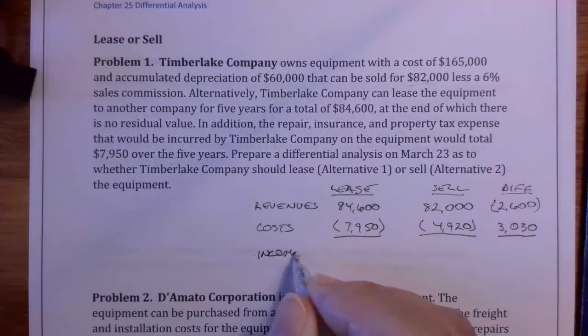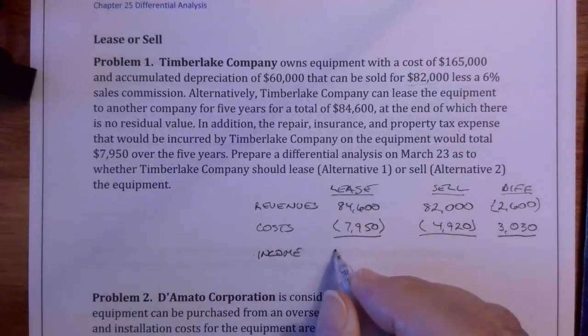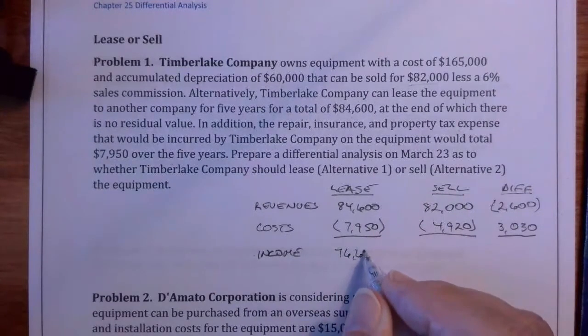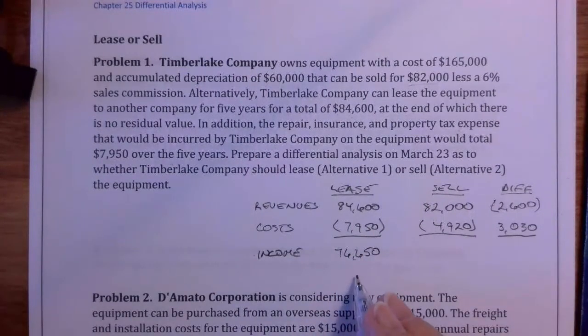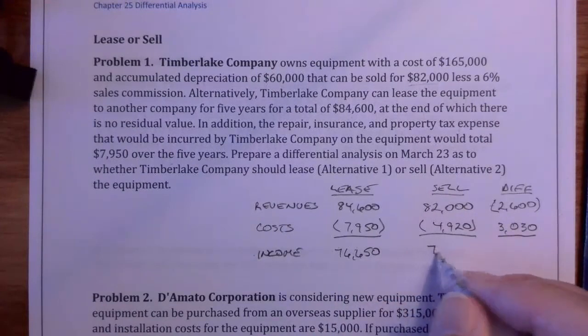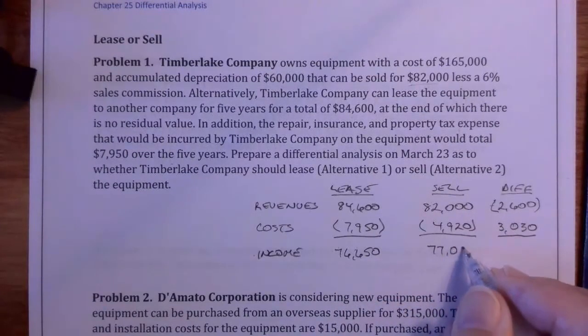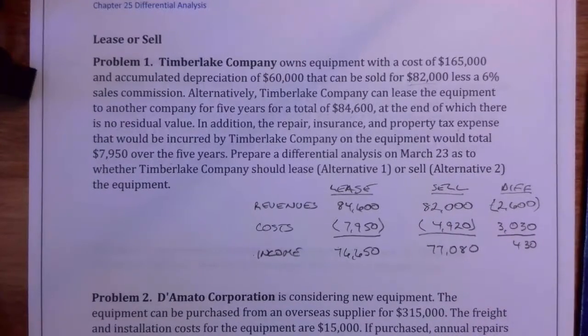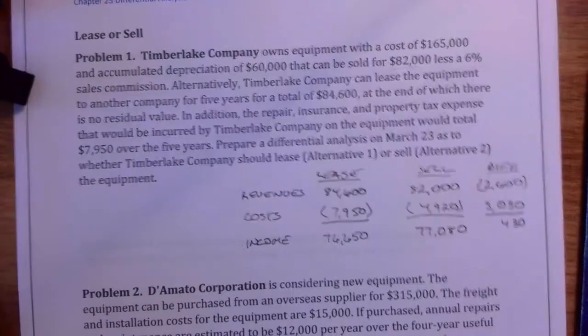And the income or loss would be $76,650 if we lease it to somebody else, and $77,080 if we sell, hardly any difference at all. We've got a $430 difference between the two. Personally, I'd get rid of it. But that's how you would do it.